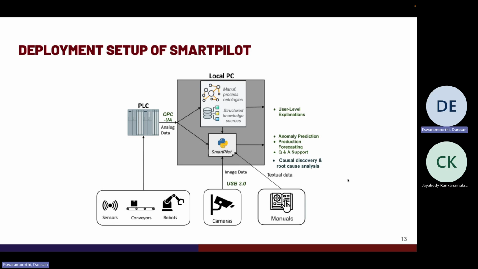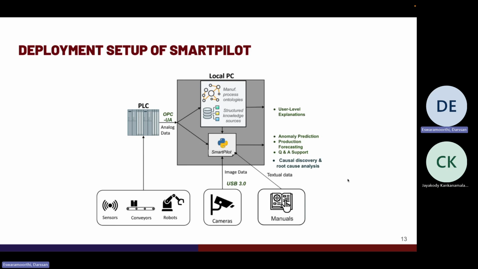This is the complete deployment setup of SmartPilot, which is currently integrated into the Future Factories environment. At the heart of this setup is our PLC, or Programmable Logic Controller, which interfaces directly with factory components like the conveyor belts, robots, and sensors. This connection is established via OPC-UA, a secure industrial protocol used for real-time communication of analog sensor data. Camera inputs are also captured as visual data from the shop floor, and they are connected directly to the SmartPilot system, ensuring high-speed transfer for image-based analysis.